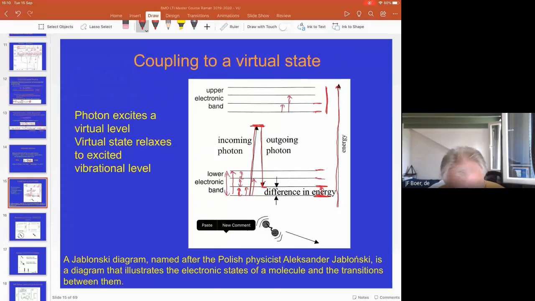Now, why is this relevant? Because later on we will see we can also use a photon that has this amount of energy. And you can immediately imagine that different things will happen here, because now you can directly excite an electronic state of the molecule. So what will happen then? Leave that for later.